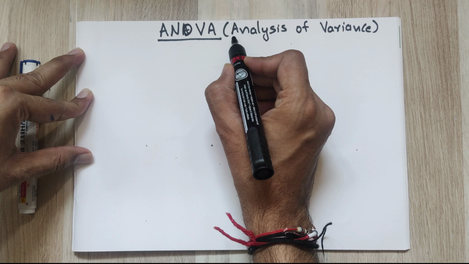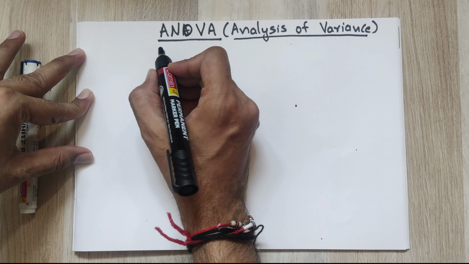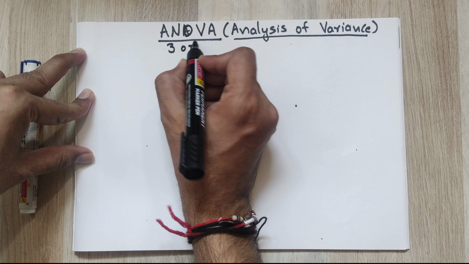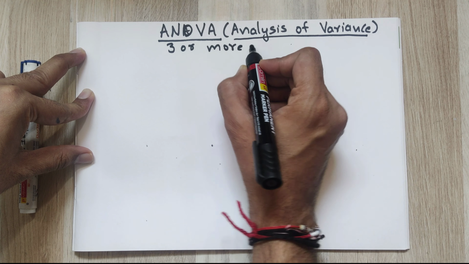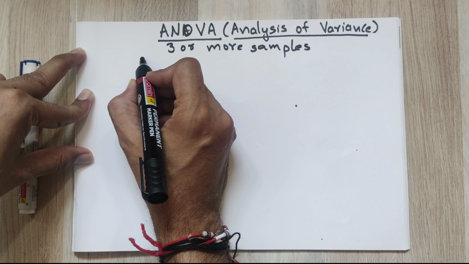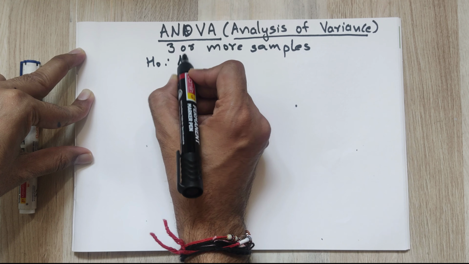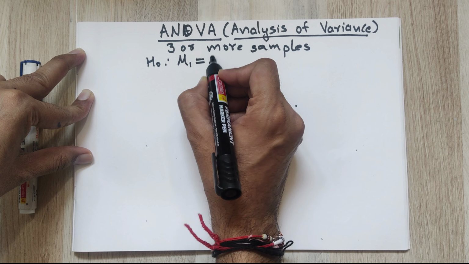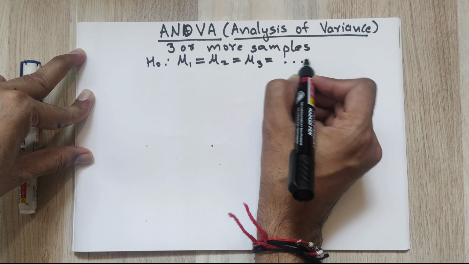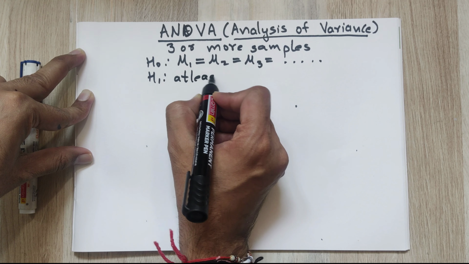Hello friends, in this video we are going to discuss analysis of variance, also called ANOVA. We use the ANOVA test when we have 3 or more samples. The null hypothesis that we test in ANOVA is that the means of all the 3 samples, or whatever n number of samples we have, are equal. In the alternate hypothesis, we assume that at least one of the means differs.